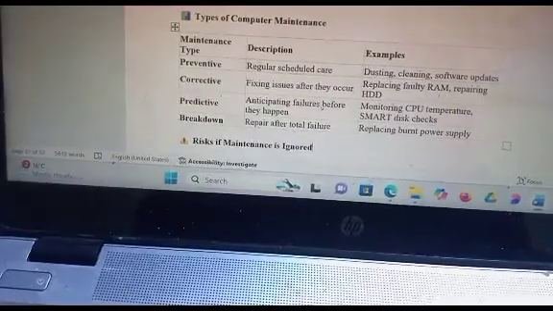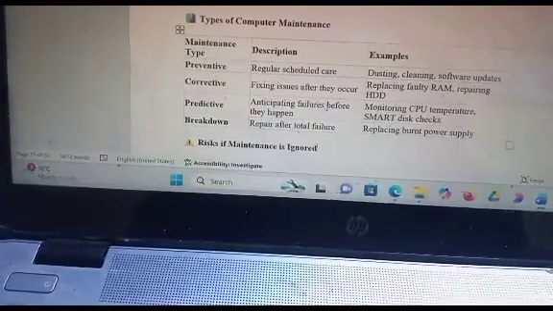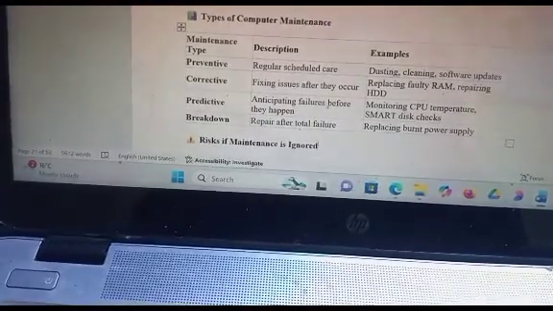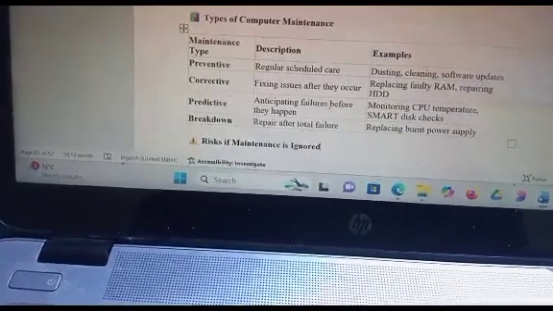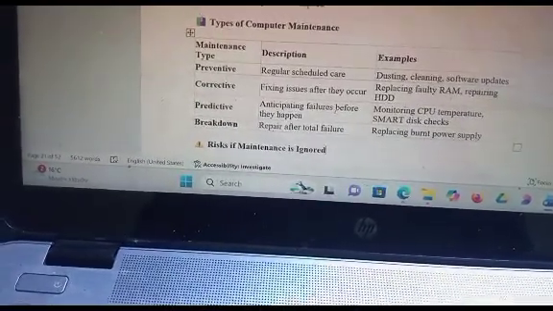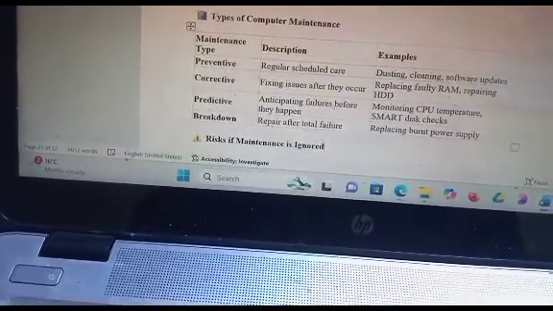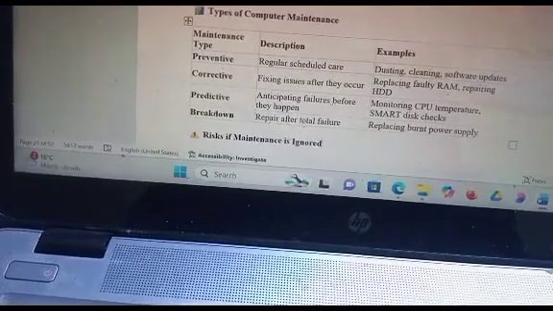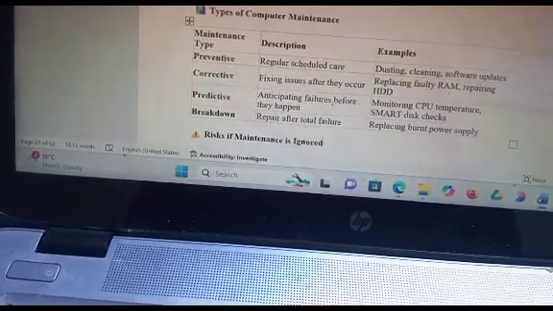cleanup, software updates. Then we have corrective maintenance. Corrective is actually fixing issues after they occur. So you replace faulty items or faulty devices like RAM, or repairing the HDD. Okay.